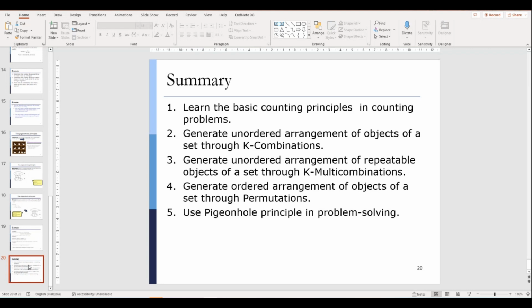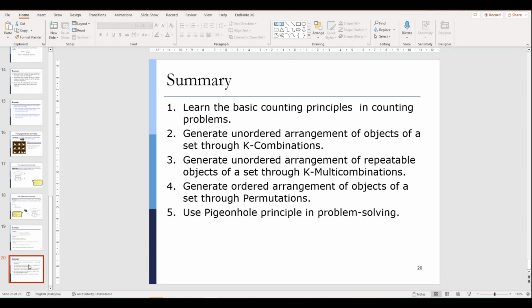Example of multiplication. For example, there are 3 types of pizza and 2 types of drinks. A customer who comes to the pizza parlor will select 1 pizza and 1 drink. So how many possible ways of selecting different pizza and drink? We can use the multiplication principle, whereby we take 3 multiplied by 2. So there are 6 possible combinations.